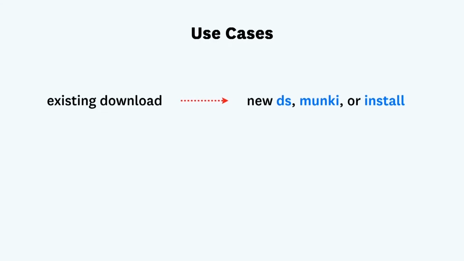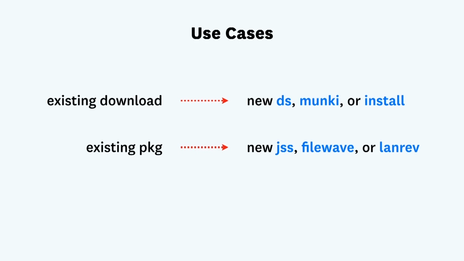So some use cases for this: you can make a Munki or a DeployStudio or an install recipe from an existing download recipe. How many download recipes are there? There's 1,000 plus, I forget the exact count. It's a lot of download recipes that you can choose from. And if you need a Munki recipe made from any of those, you can use Recipe Robot to do that. You can take an existing package recipe and produce a JSS, FileWave, LANrev recipe. I think Absolute used to be one, but now changed their name to LANrev.